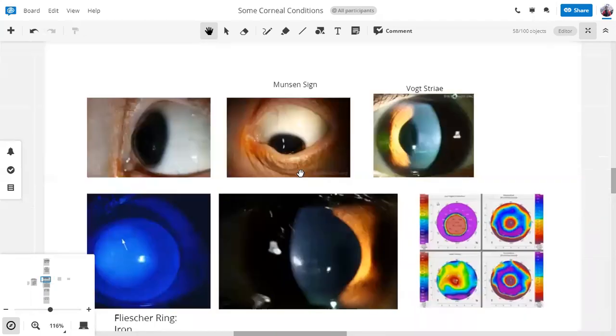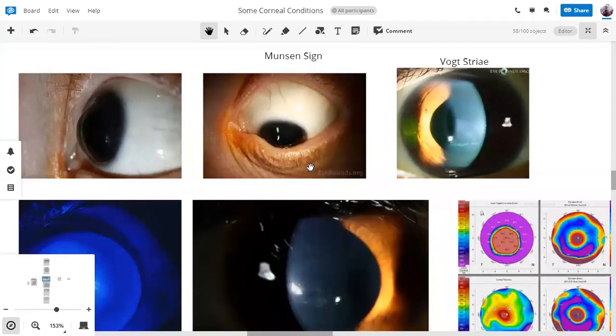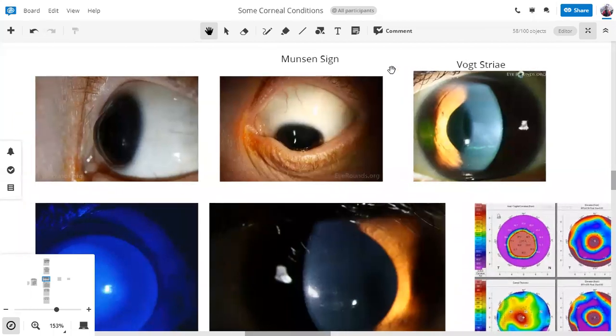मंसन साइन भी जब अच्छी खासी केराटोकोनस हमें आंखों से नजर आ रही है, वोट्सट्राया भी हमें स्लिट लैम्प से नजर आ रहे हैं. So you want to perform an investigation which helps you check, okay, is this patient developing keratoconus? ताकि आप जल्दी ट्रीटमेंट कर सकें and it does not progress to the stage where there are clear clinical signs. What investigations would you like to do?